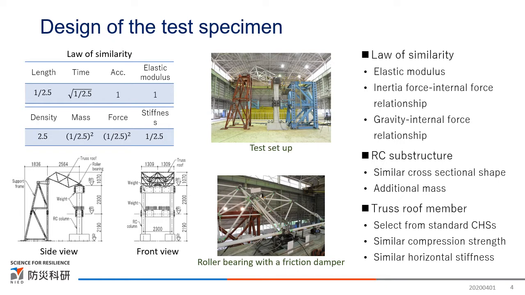We reduce the cross-sectional shape of the RC substructure to 1/2.5 scale. We adjust the mass by installing steel plates so as to satisfy the law of similarity. We select the truss roof members from Japanese standard circular hollow profiles so that the compressive strengths are as similar as possible. Same as Part 1, the roller bearing has a detachable friction damper.